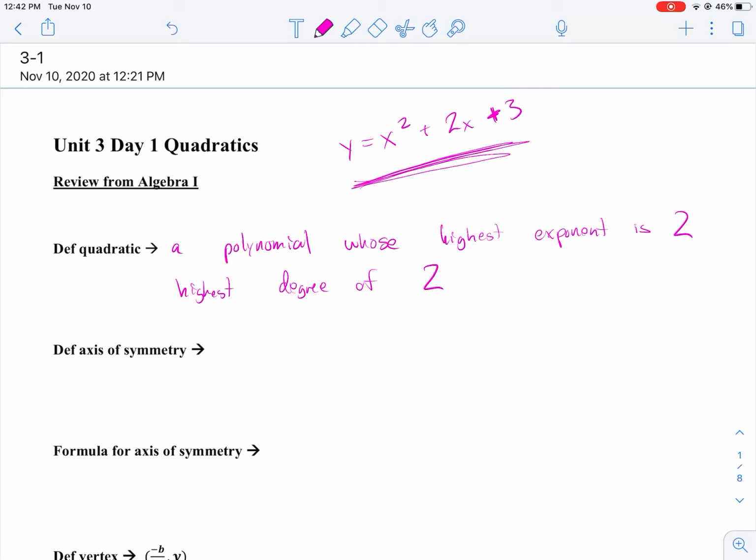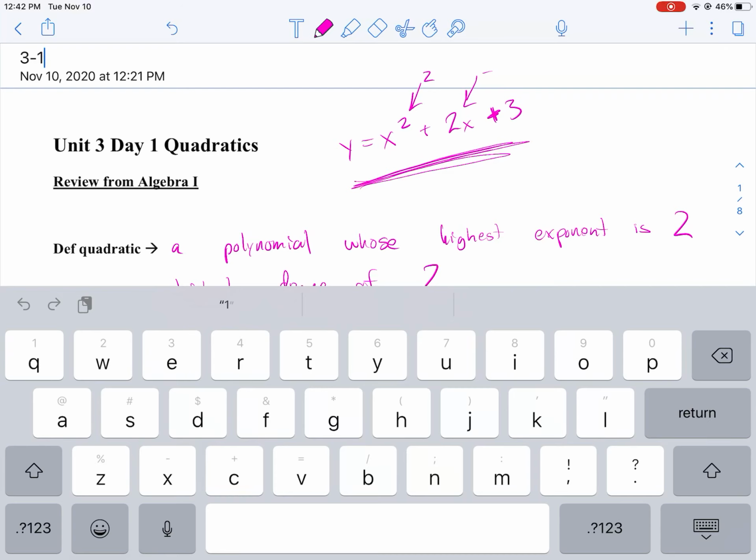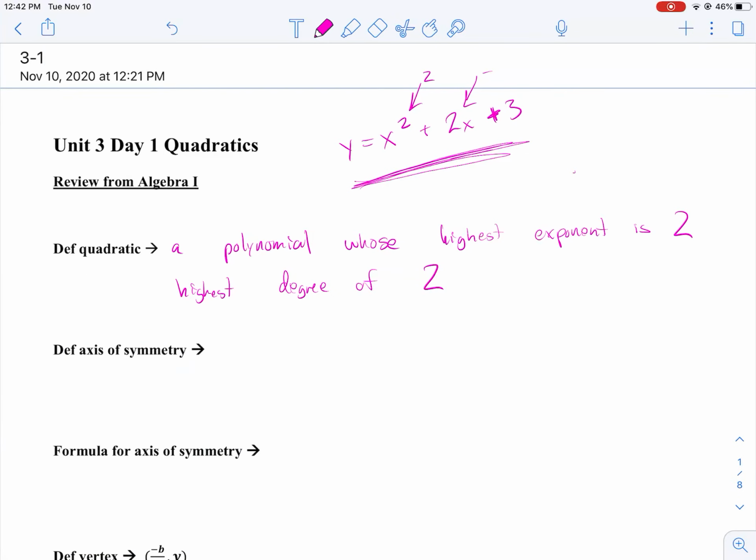As you can see, our degree measure goes from highest to lowest, right? So, degree measure here, well, that is 2. Degree measure here, well, that's 1. And then our degree here is just 0.